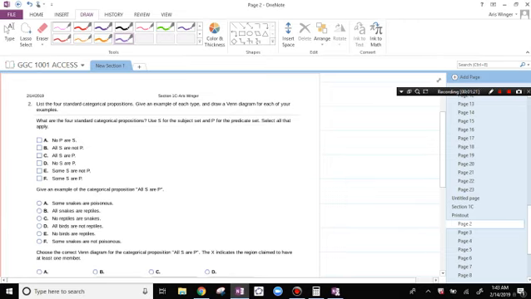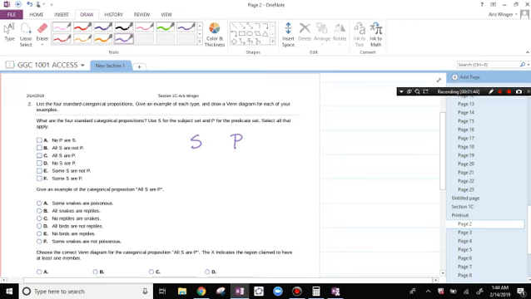List the 4 standard categorical propositions. Give an example of each type and draw a Venn diagram for each of your examples. What are the 4 standard categorical propositions? Use S for the subject set and P for the predicate. So S and P are going to be related.